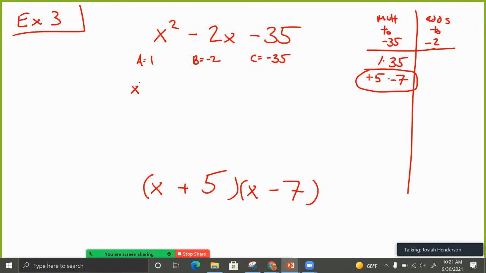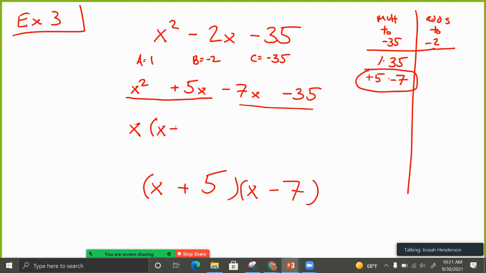So I'm rewriting our original at the top. But instead of minus 2x, it's going to become plus 5x minus 7x. And then minus 35. And then we do the individual factoring, the first two terms, the last two terms. We can pull out x from the first two. We get x plus 5.